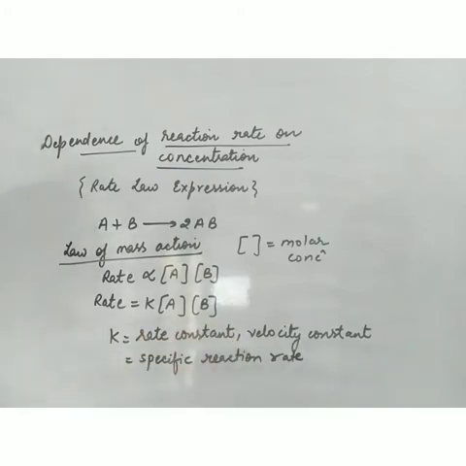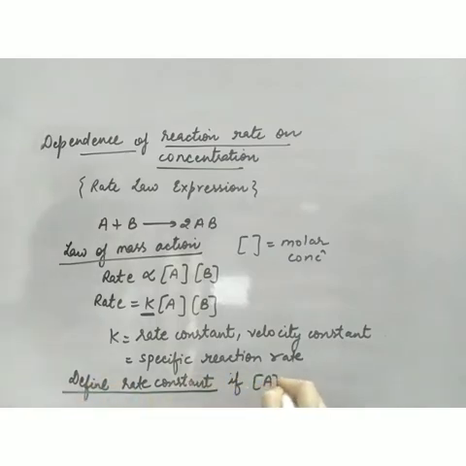Now how to define this K? We know that in order to define any proportionality constant, suppose I want to define K, then what will we do? We'll put other things equal to 1. This we have done in earlier chapters. So how can we define K? If the concentration of A and the concentration of B are equal to 1, then the rate becomes equal to K.